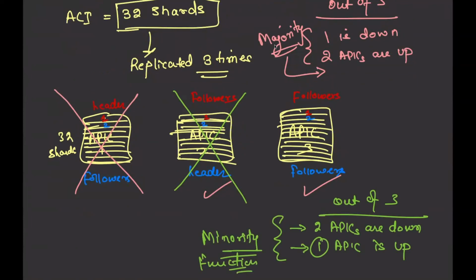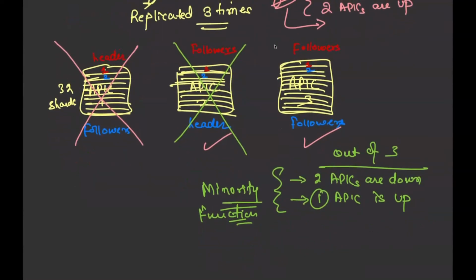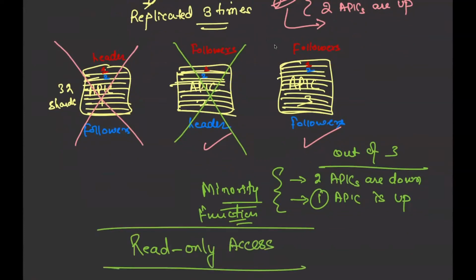Your fabric will still work, but now you will lose the write access. You will have only read-only access, so you cannot configure anything new. Because now only one APIC is up and two APICs are not, your sharding will not happen. This is why there is only read-only access, so no configuration change. But your data plane and control plane are not on the APIC, right? They are directly on your spines and leaves. So nothing is going to happen to your data, or whatever is running, it keeps running automatically.